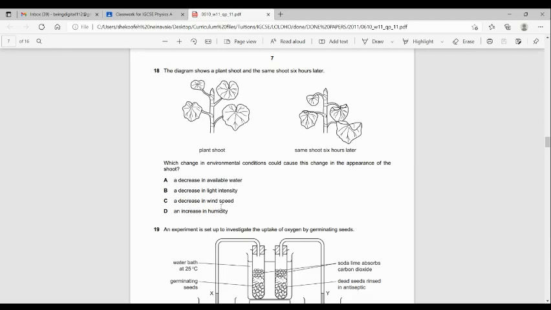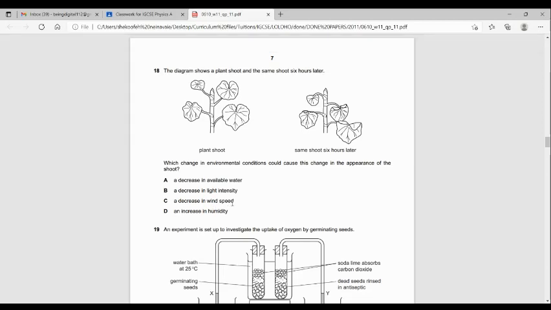And in a decreased wind speed, if the wind speed decreases, the evaporation rate also decreases. I mean, less water will be lost by the plant. If the wind speed increases, of course, there will be more evaporation, so the plant definitely becomes flaccid or wilted. But here it is decreasing the wind speed, so less evaporation, so hence the plant won't actually be affected like this.